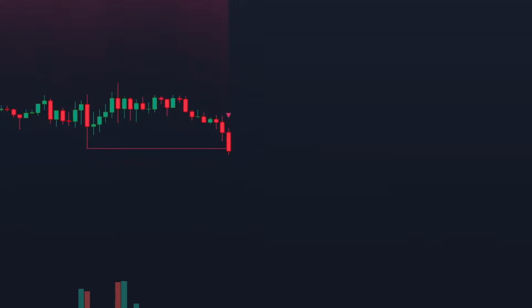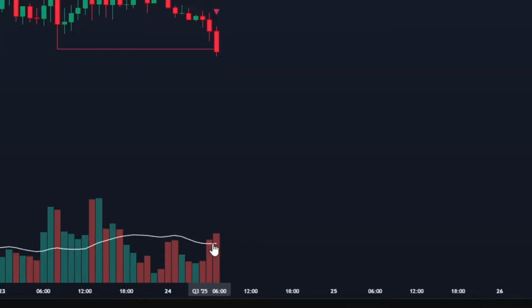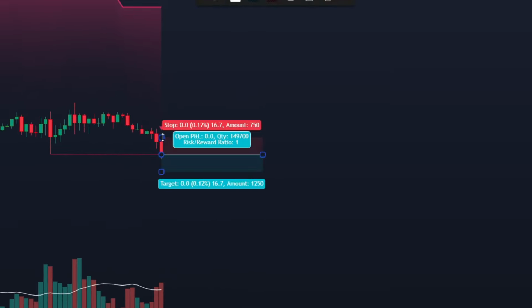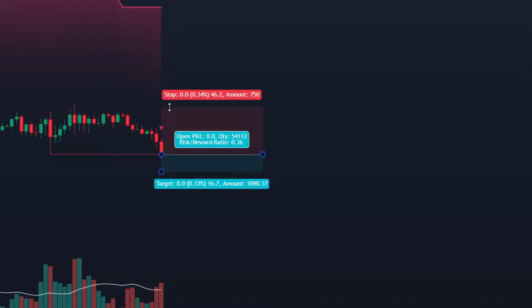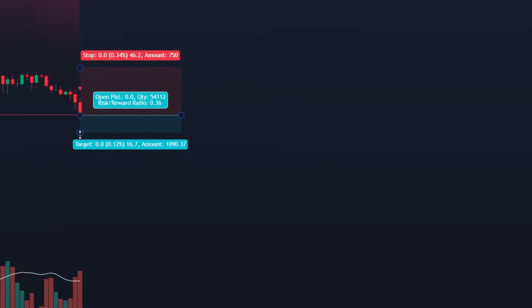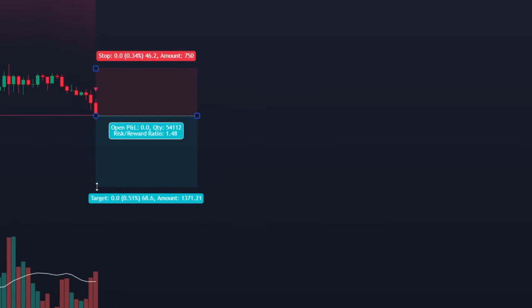Check the volume. The bar should be red and above the white moving average line, showing there's strong sell-side activity. When everything lines up, red band, down triangle, and strong red volume, that's our sell trade entry. Enter on the next candle, stop loss above the recent swing high, and target 1.5 times the risk.